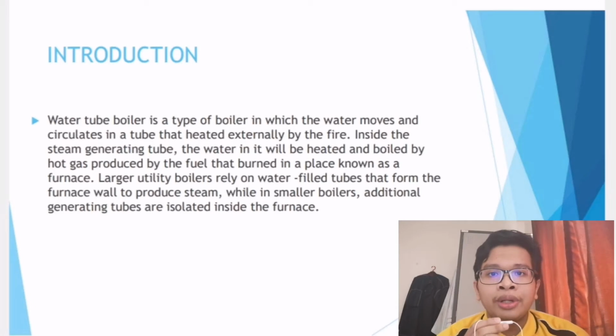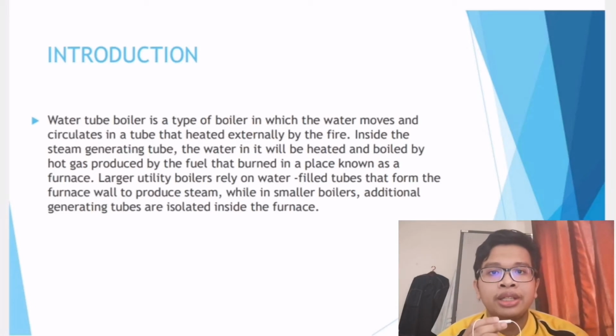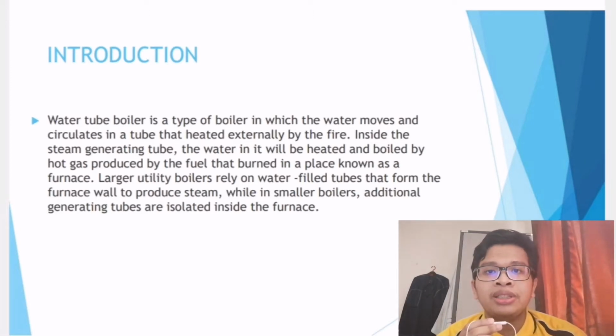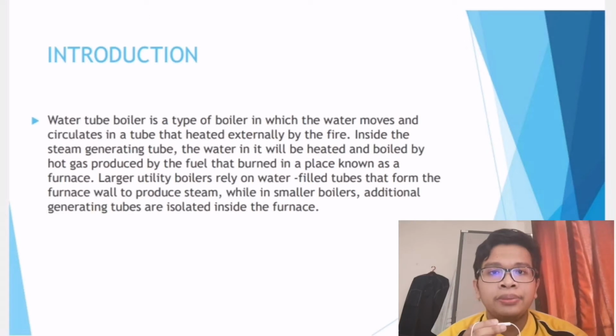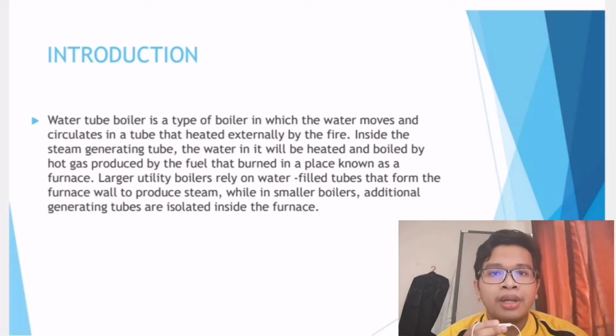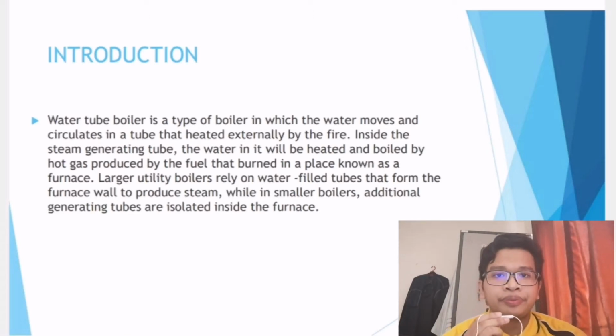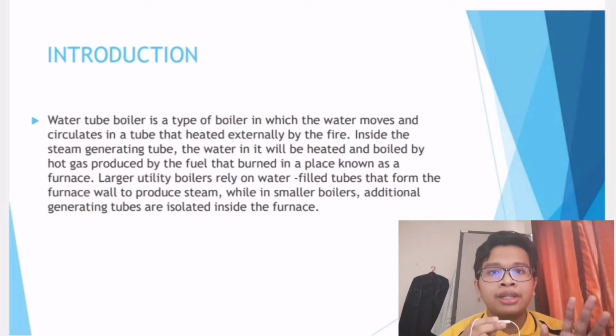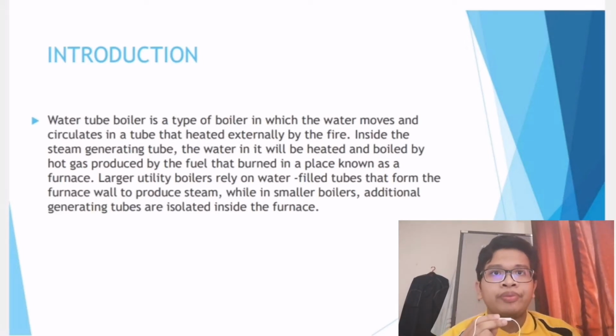So now I'm going to start with the introduction. The water tube boiler is a type of boiler in which the water circulates and moves inside tubes that are heated externally by the fire. The water inside the steam generating tubes is heated by the hot gas produced by the fuel that is burned inside the place that we call the furnace.